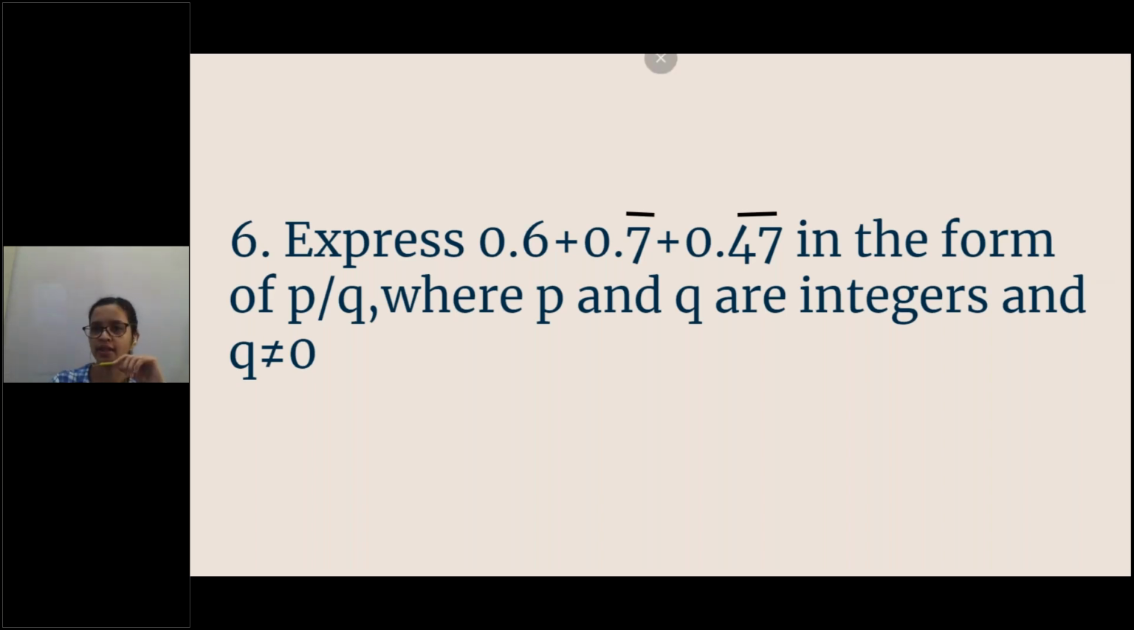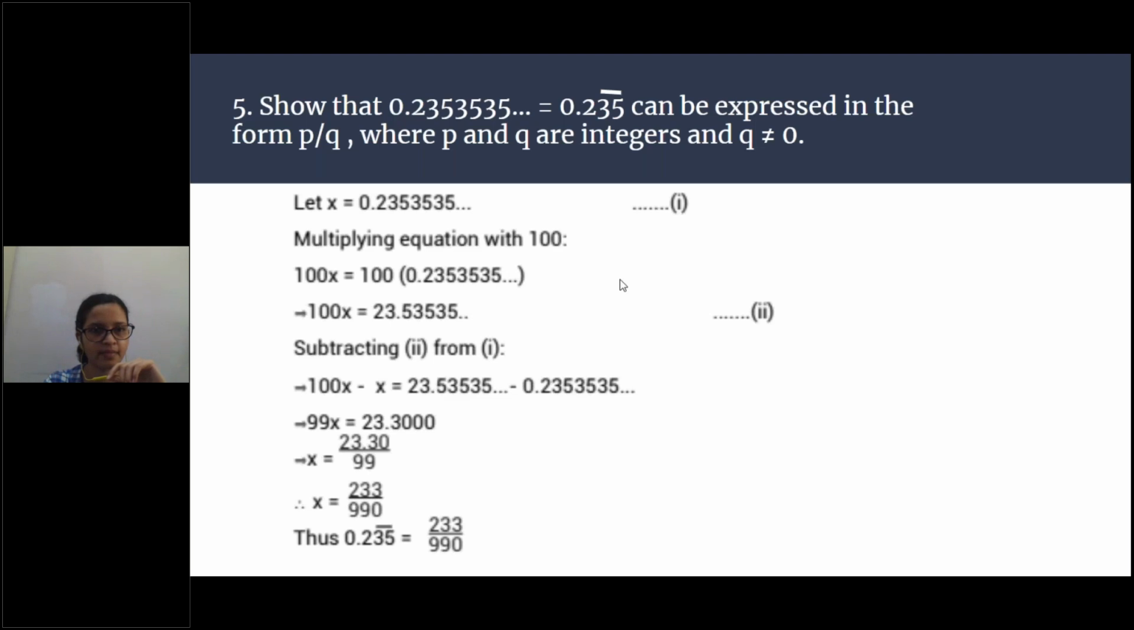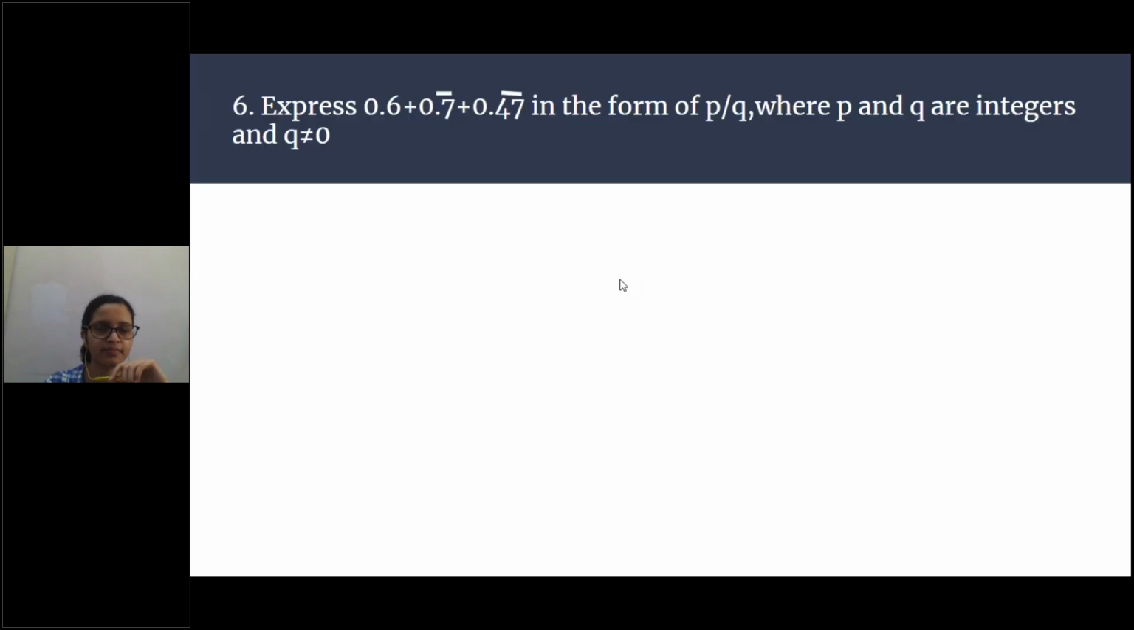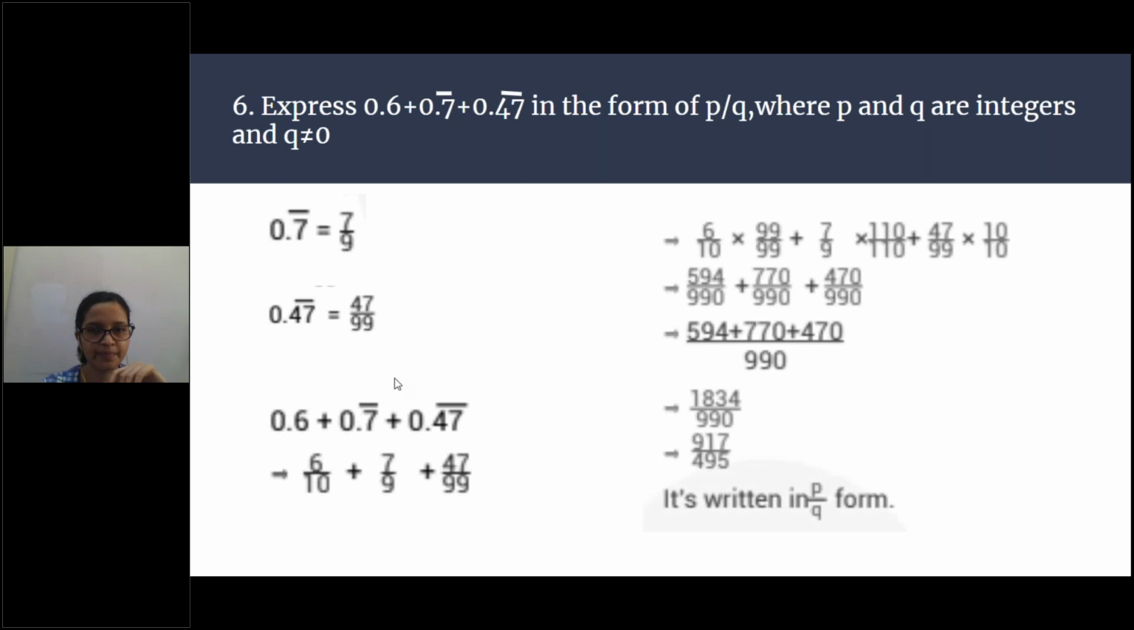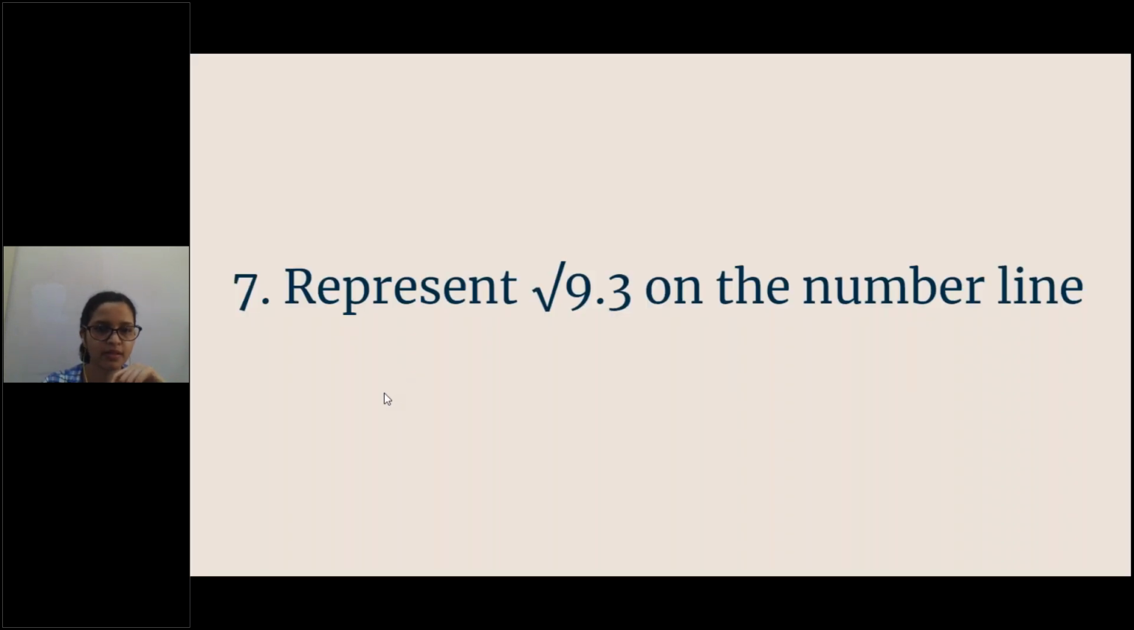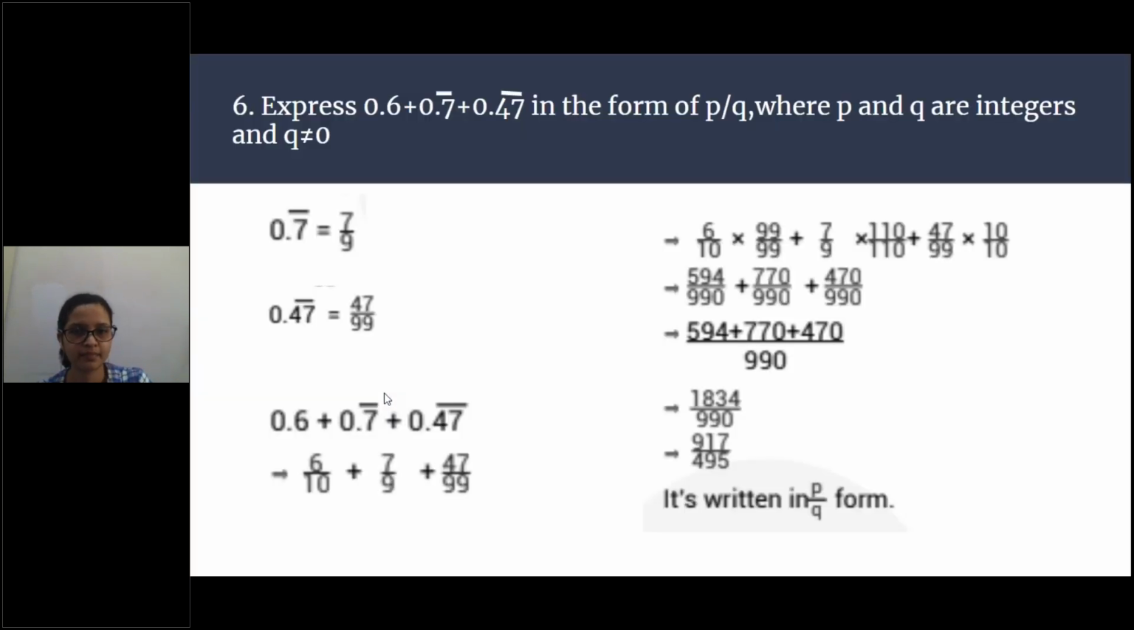Okay, guys, I'll just show you the answer. Let's see. Here you go. So first take 0.7 and 0.47 separately, and then just add them up. Then you get this.